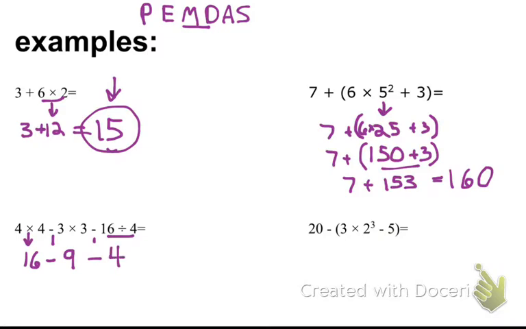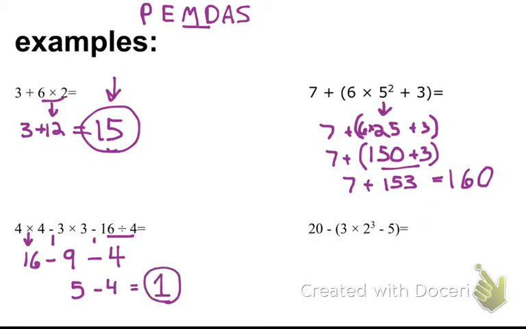And now I just do any addition. Nope, there's no addition, so I just go on to subtraction. 16 minus 9 gives me 5. Minus 4 gives me 1 for my answer.